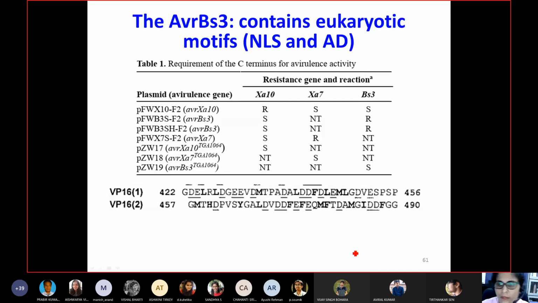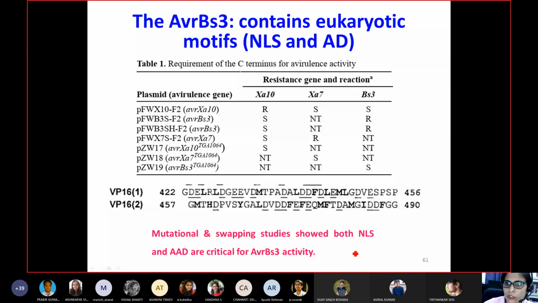So in general, you have these features in your avirulence gene. You have repeats, you have NLS, you have acidic domain. And mutational and swapping studies showed that both are critical for this activity. And activity means your hypersensitive response.